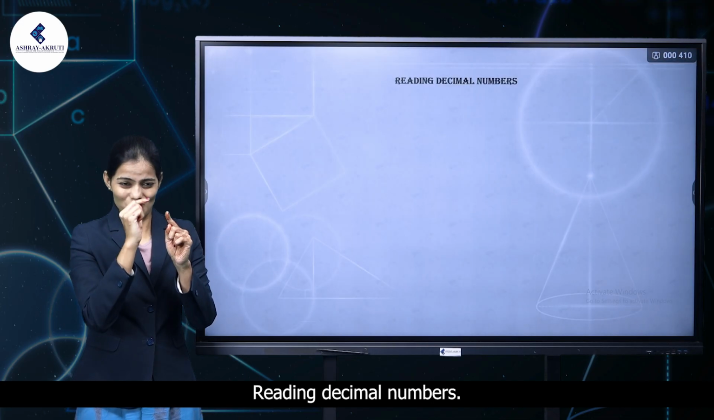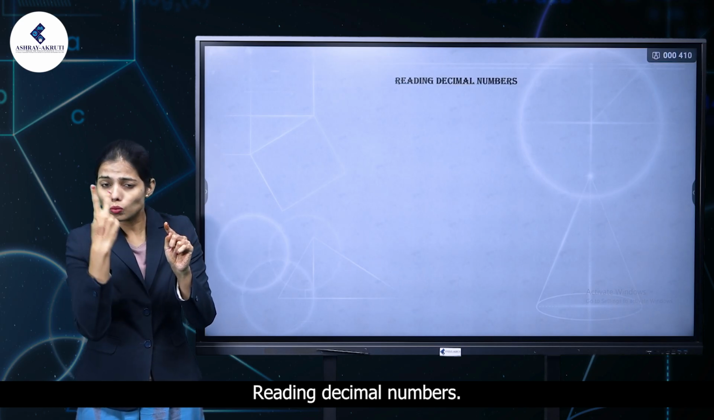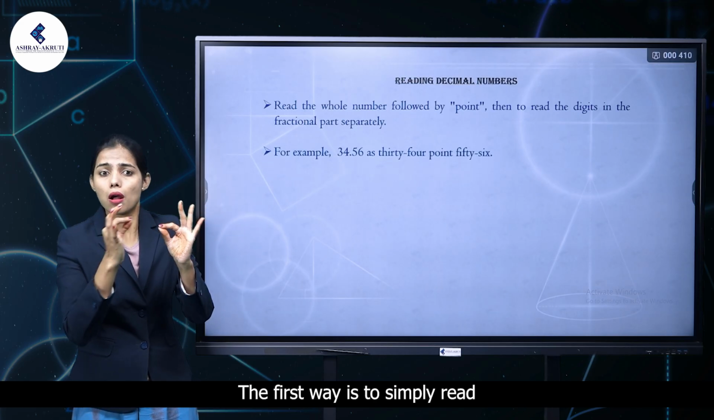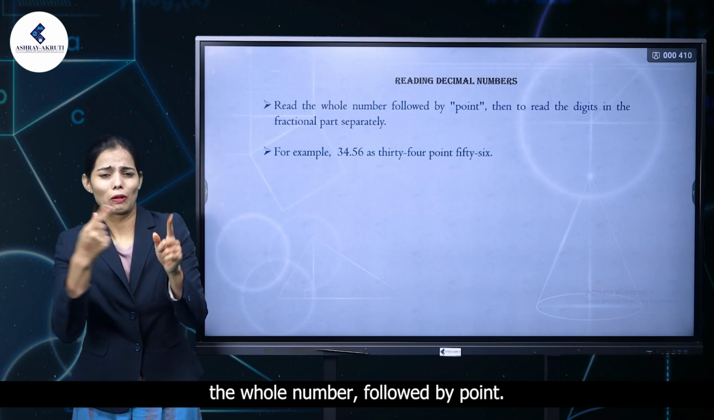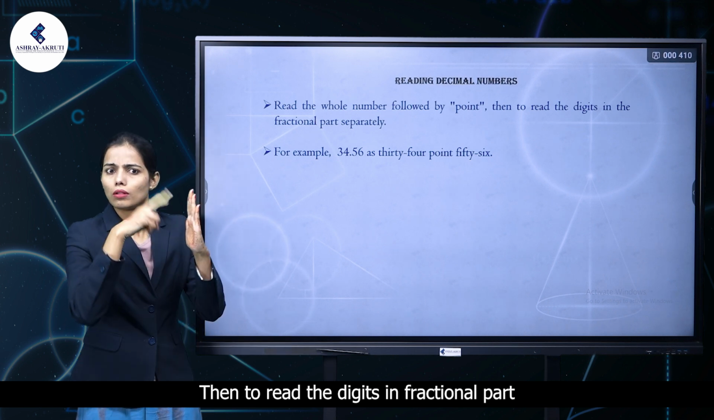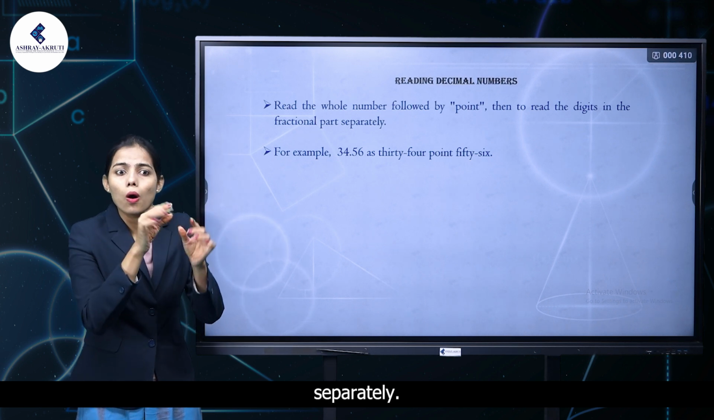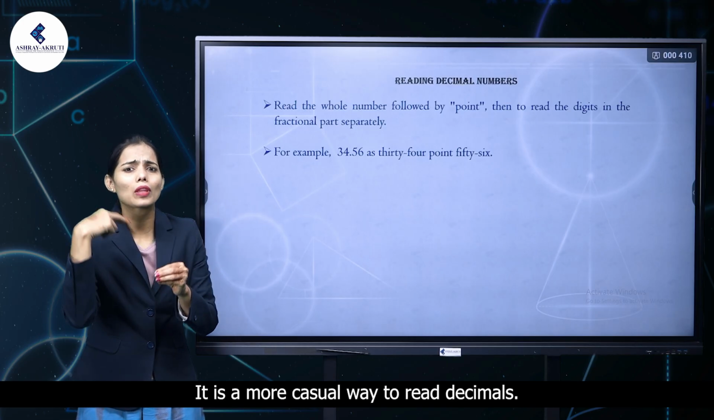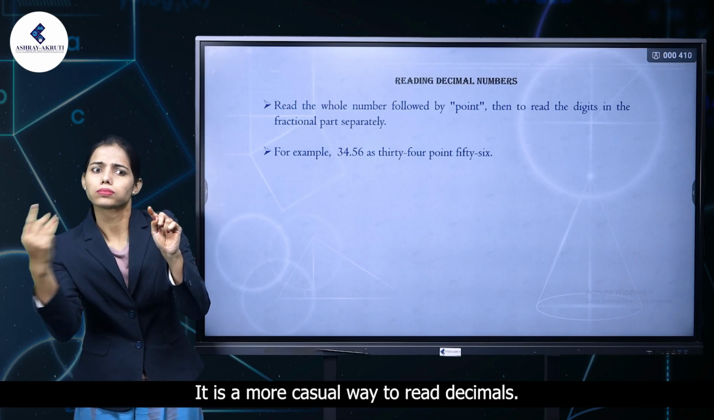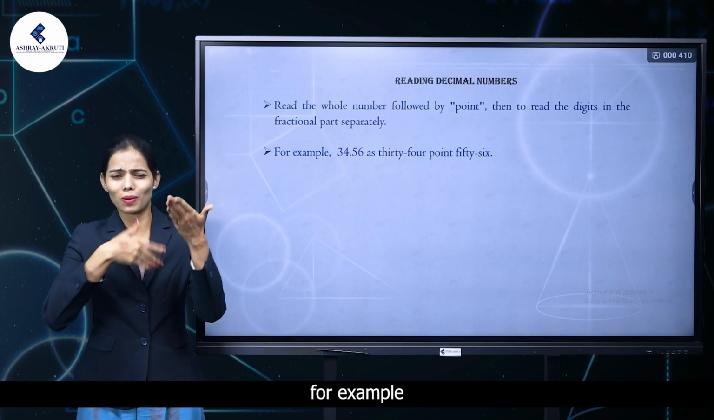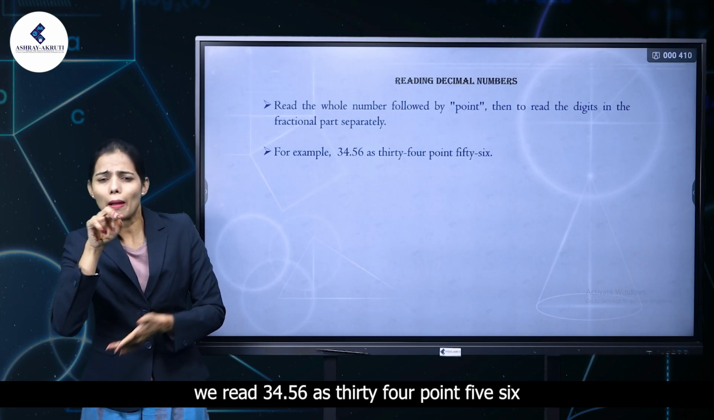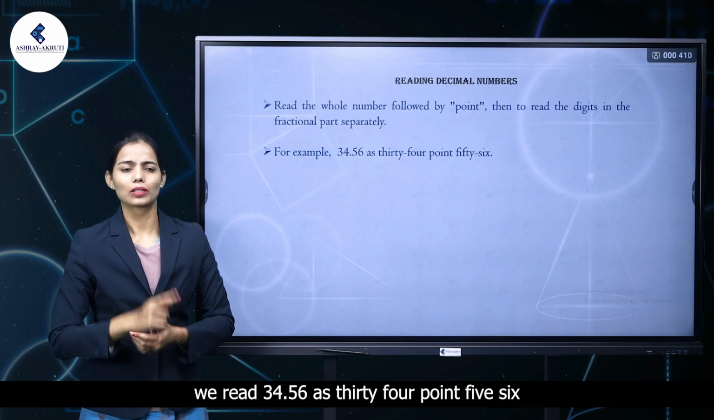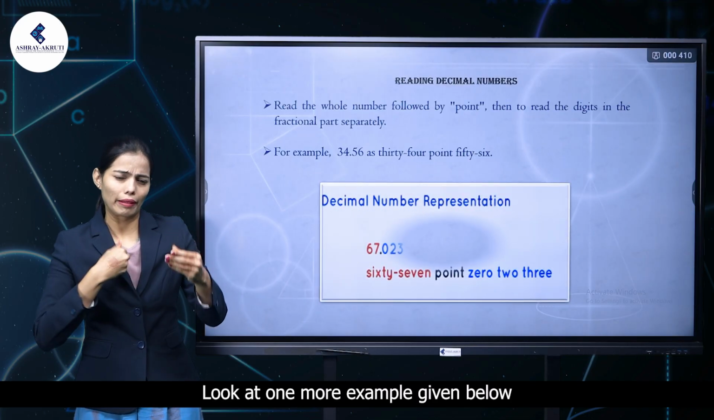Reading decimal numbers. There are two ways to read a decimal number. The first way is to simply read the whole number followed by point, then to read the digits in the fractional part separately. It is a more casual way to read decimals. For example, we read 34.56 as thirty-four point five six. Look at one more example given below.